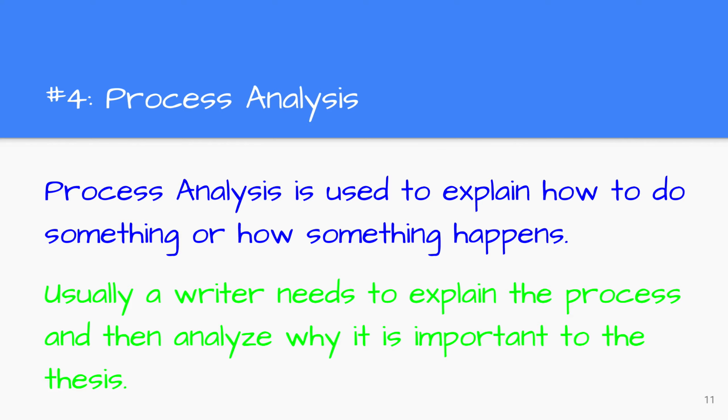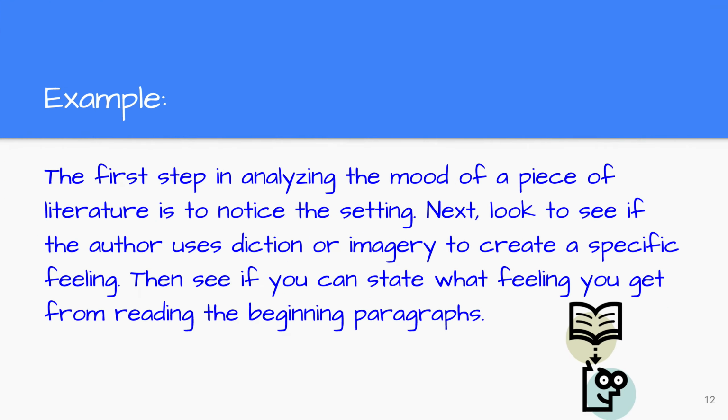The process analysis is used to explain how to do something or how something happens. For instance, you may be writing and trying to make the point of how metal gets rusty. So you can explain the process of oxidization. Usually a writer needs to explain the process and then analyze why it is important to your thesis.